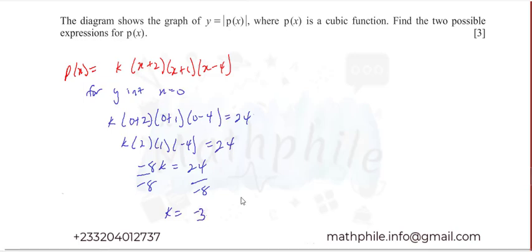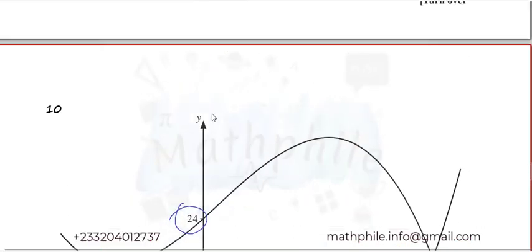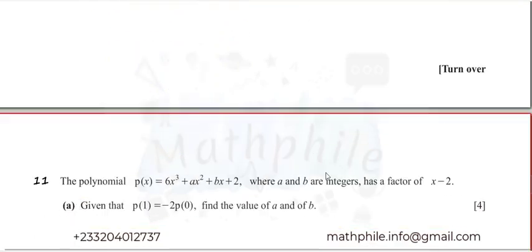So that's negative 3. Therefore, my polynomial function is going to be p of x is equal to, but because it's a modulus function, it's going to be positive or negative. That's why we're told to find two possible expressions. So positive or negative, x plus 2, x plus 1, then x minus 4, and that will answer the question for 3 marks.